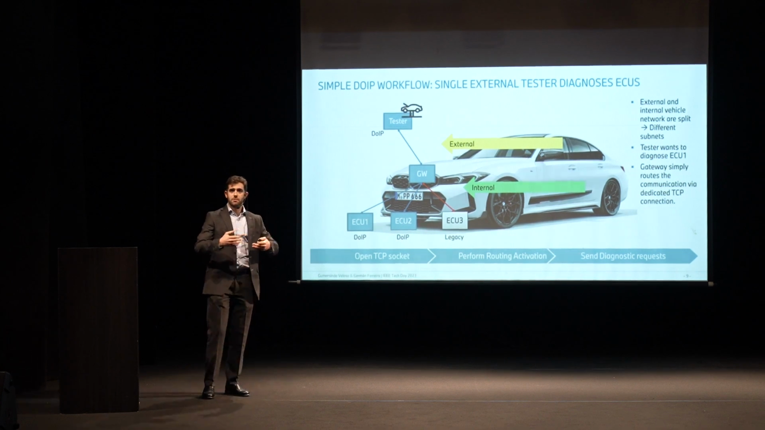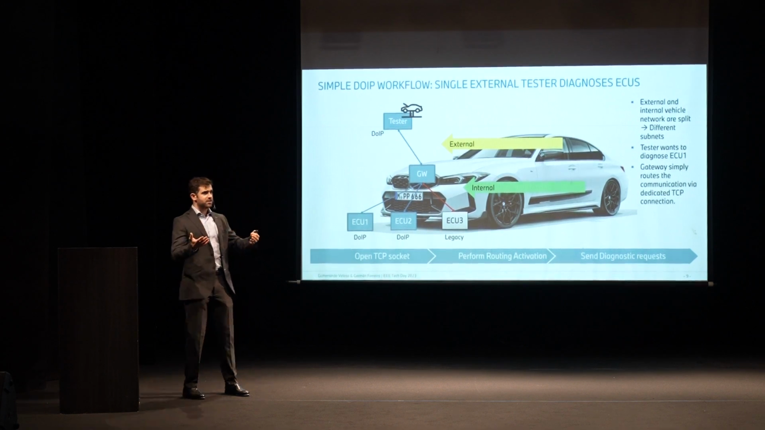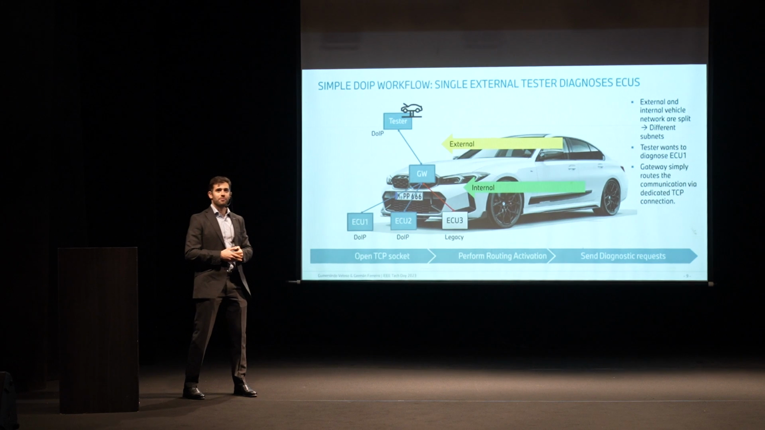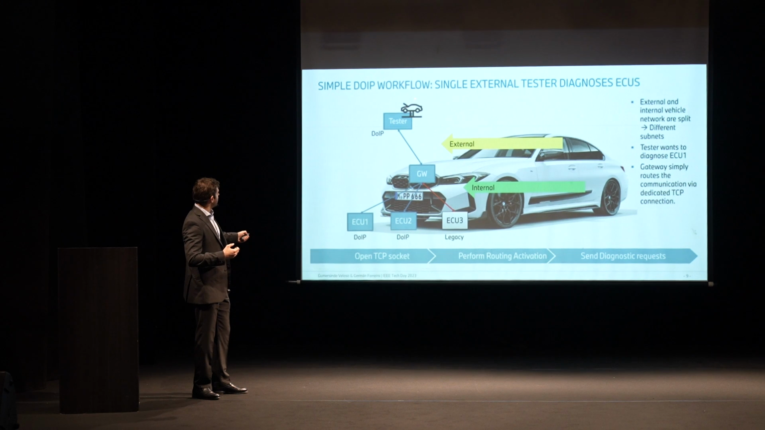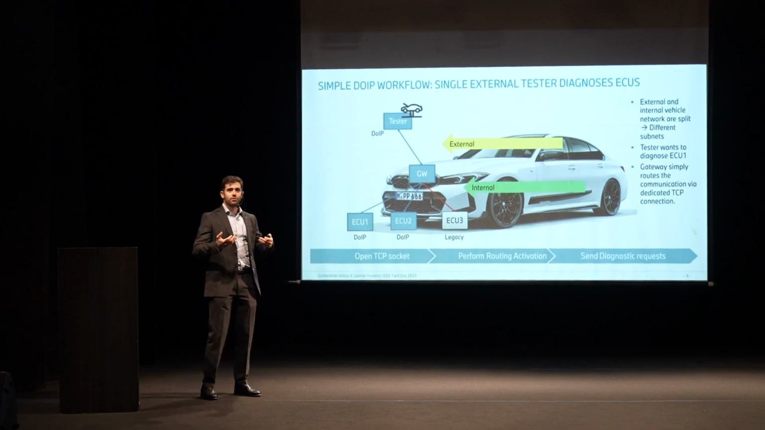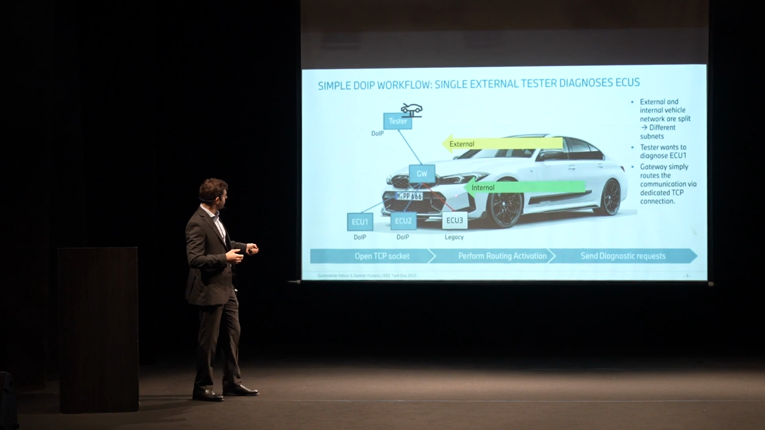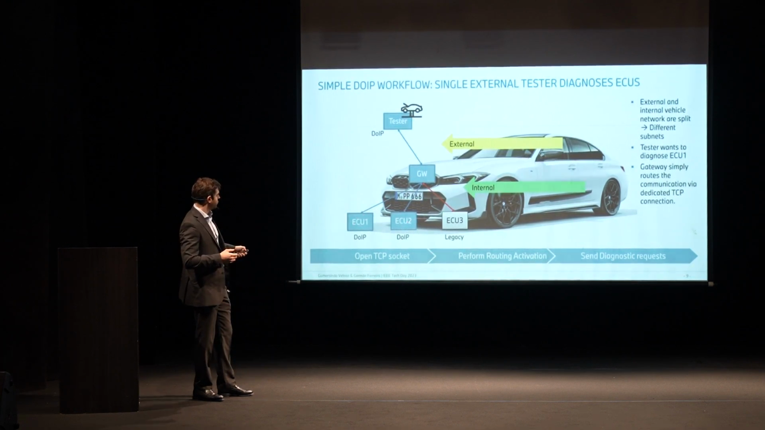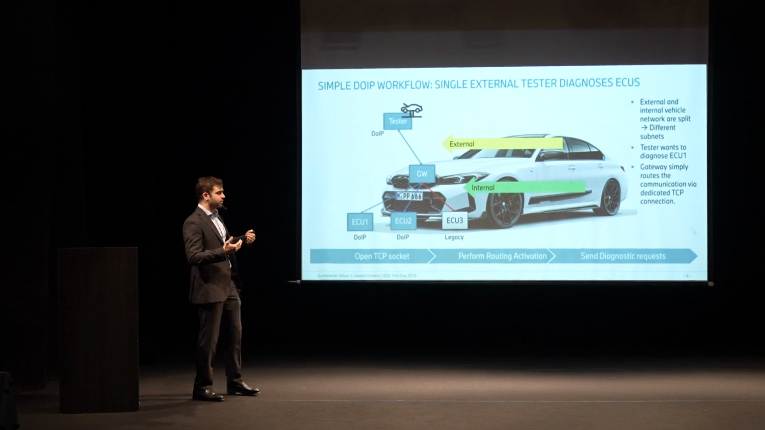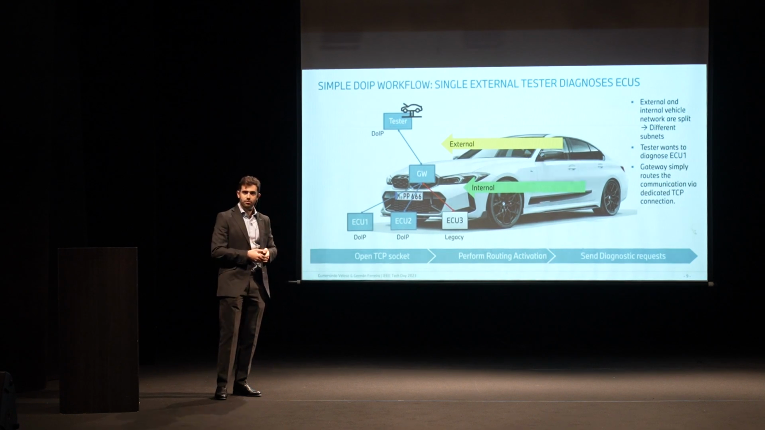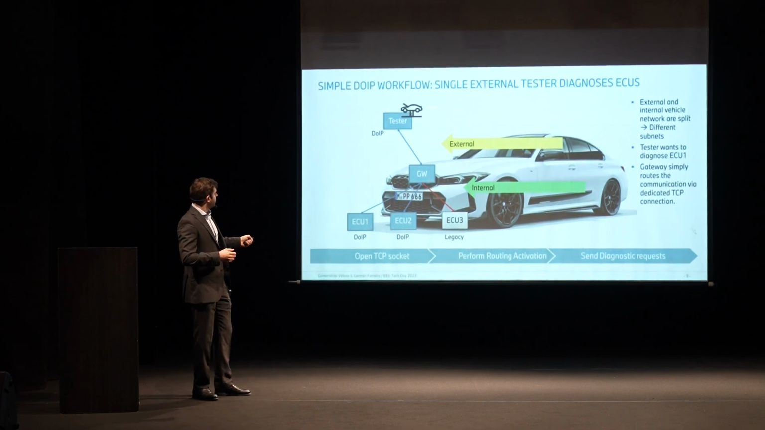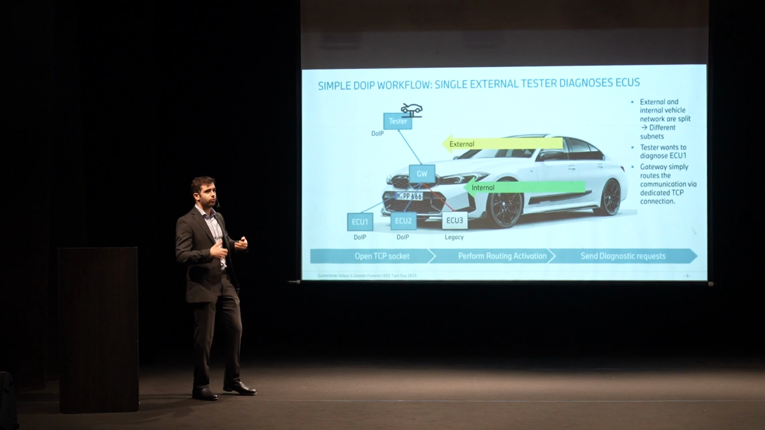Now let's go to a simple DoIP scenario for those of you who are not that familiar with the protocol. Now let's imagine that we are bringing our 3 series to the workshop, just for a simple vehicle inspection. Let's suppose that we connect a tester, and the tester is in another subnet than our vehicle network, for example, the ECU 1 and 2. And we just want to perform a simple diagnostic to the ECU 1. So we will connect our tester to the OBD port, and then the tester will have to open a TCP connection against the gateway and perform a so-called routing activation.